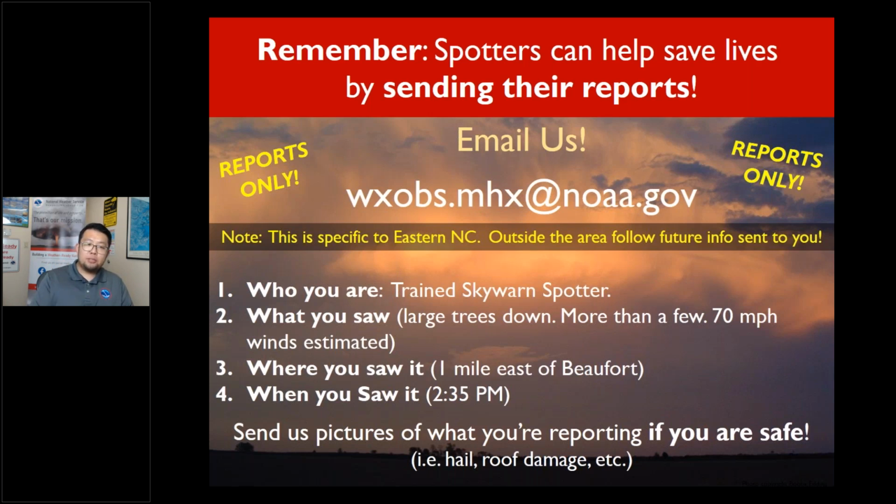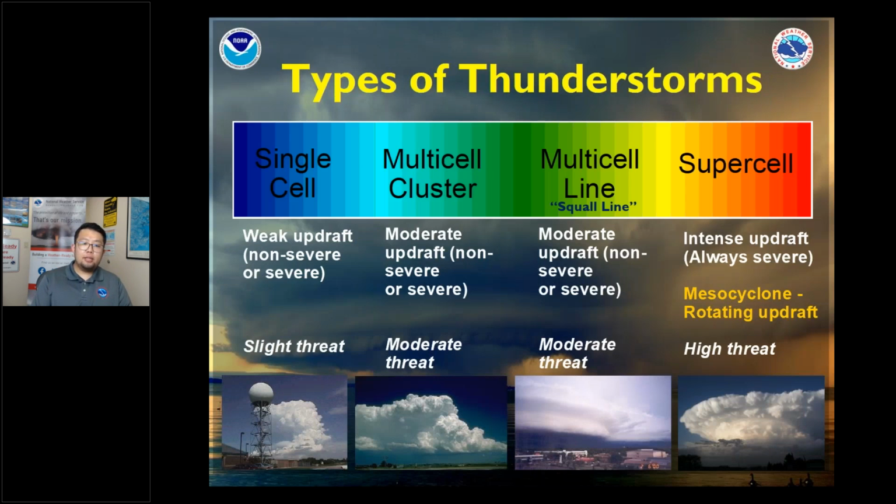So if possible, give us a call first. Say, hey, this is what I saw. Take pictures if you are safe, if there's hail damage, if there's roof damage, whatever it may be, and then send us pictures via email over there at wxobs.mhx@noaa.gov. All right? So back into a little bit more of science, there are different types of thunderstorms.